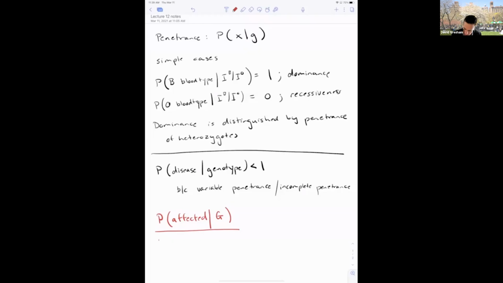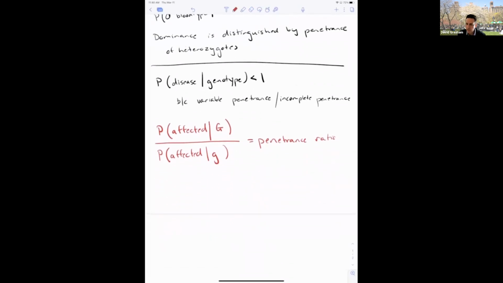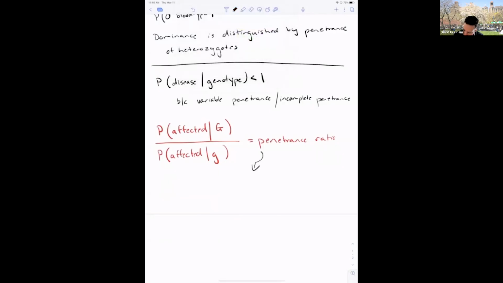And so in that case, we can think about the probability of being affected given that you don't have the mutation, or don't have the mutant gene. And we define this value as a penetrance ratio. This is a useful metric for being able to talk about the relative risk of having that mutation, okay? And so in epidemiology, this is defined as a relative risk.